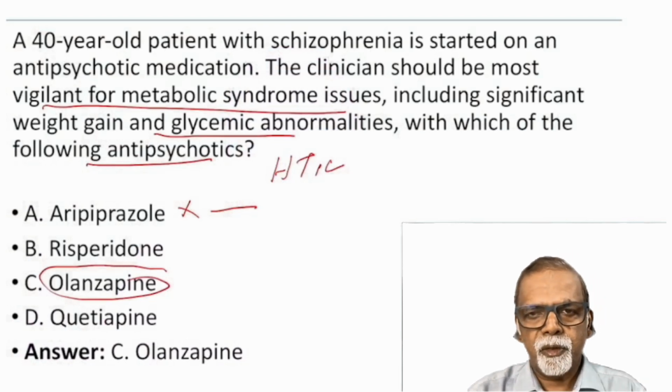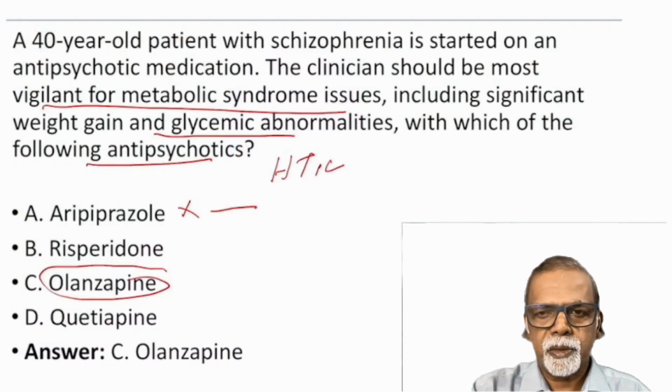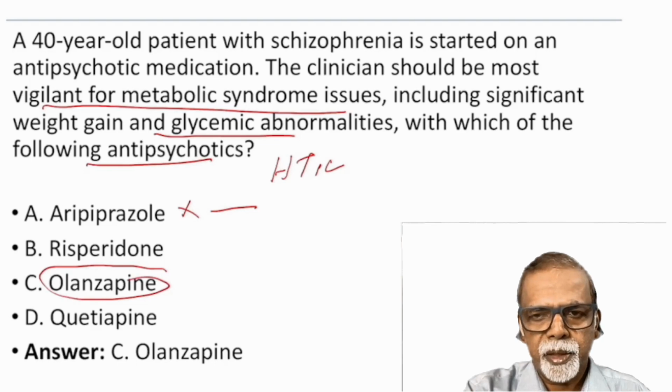So we should be careful when starting patients on olanzapine. You have to check the BMI and blood sugar. So olanzapine can lead on to significant weight gain, dyslipidemia and glycemic abnormalities, and this will increase the cardiovascular risk. So cardiovascular risk is not only due to arrhythmias but also due to the metabolic effects.